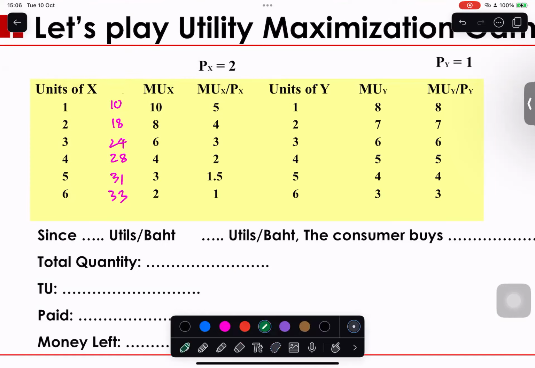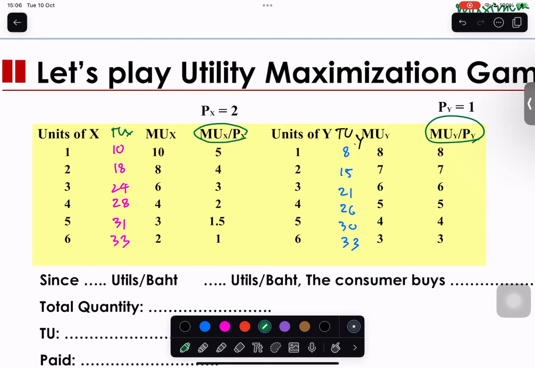Now, you observe that there are 2 more columns. This column asks us to do this: MU divided by its own price. So just MU divided by P gives this. For example, for first X, MU is 10, the price is 2, so 5 comes from this.